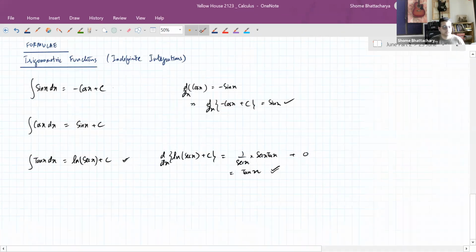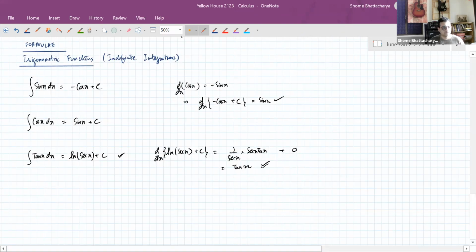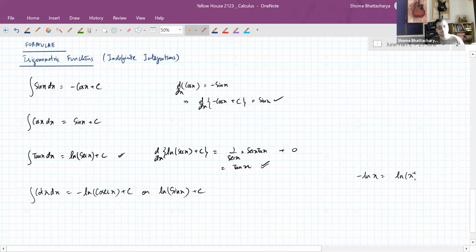Okay, let's look at the reciprocal ones. Now these are also a little bit complicated in terms of formulae. So let's go slowly. So we'll start with cot x. So the integration of this is minus ln cosec x, which can also be written as ln sin x, because as you know that minus of ln x is the same thing as ln of x to the power minus 1.